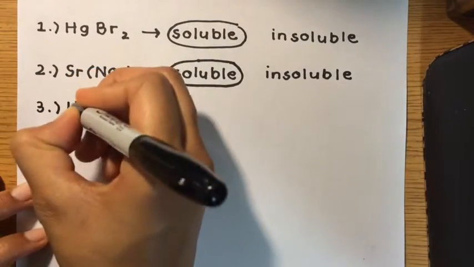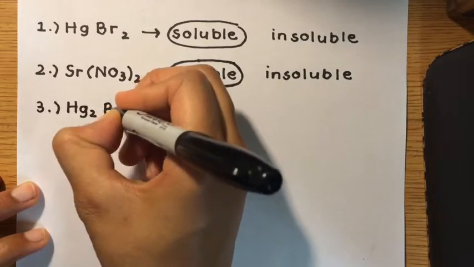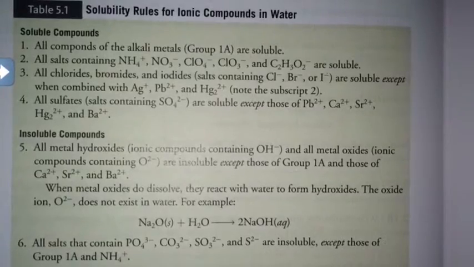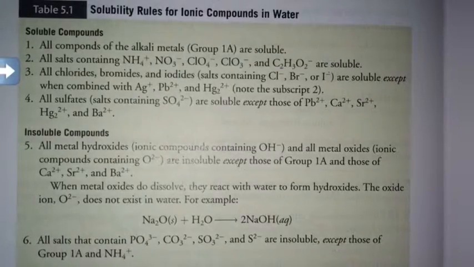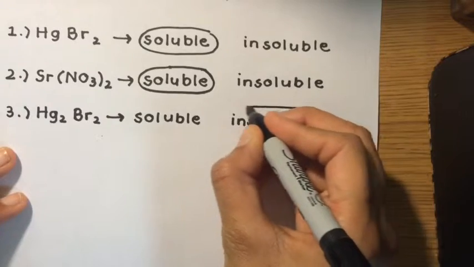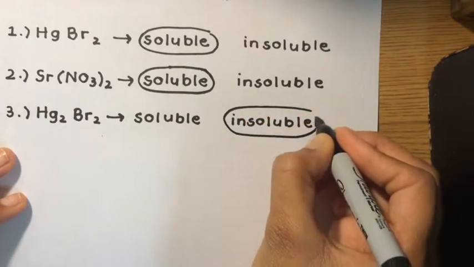Our next example is mercury 2 bromide. And here we'll be looking at rule 3, that all bromides are soluble except when combined with mercury 2, thus making the answer insoluble.